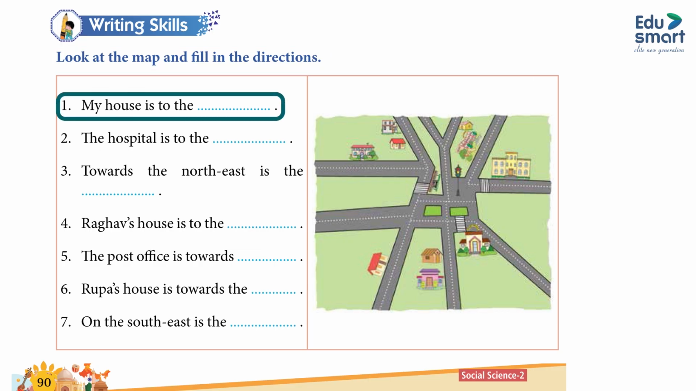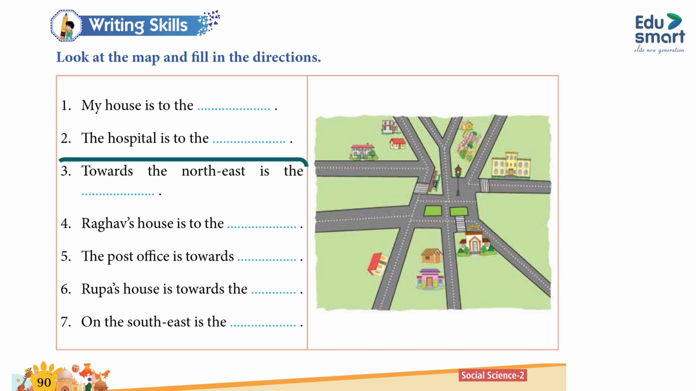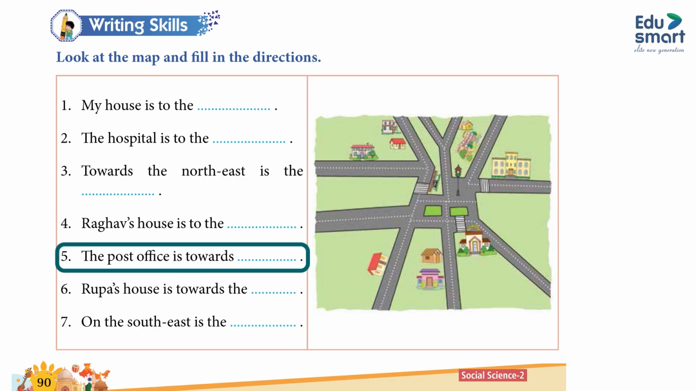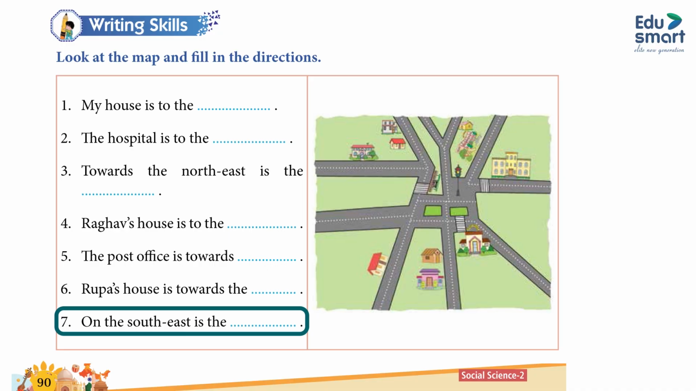1. My house is to the dash. 2. The hospital is to the dash. 3. Towards the northeast is the dash. 4. Raghav's house is to the dash. 5. The post office is towards the dash. 6. Rupa's house is towards the dash. 7. On the southeast is the dash.